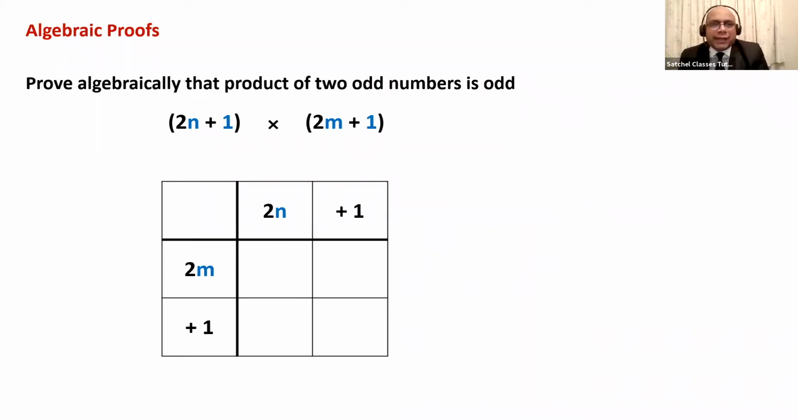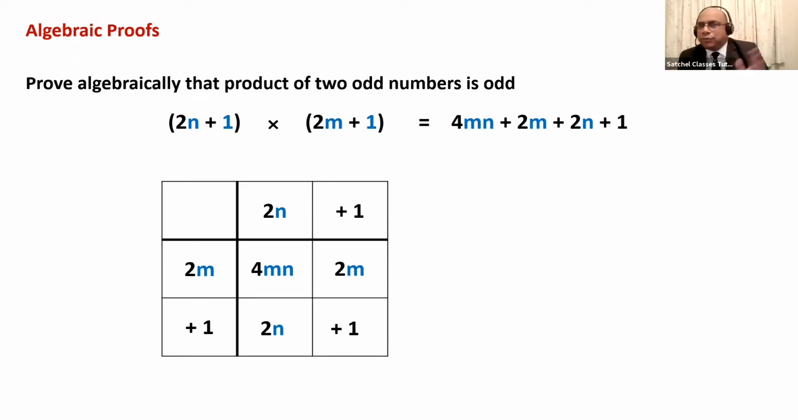So 2n times 2m is 4mn. 2m times plus 1 is 2m. Then we multiply the first column with the second row. 2n times plus 1 is 2n. And 1 times 1 is 1. I'm sure you are familiar with this method, right? The grid method of multiplying brackets containing two terms. Well, if I put all of them together, I'll get 4mn plus 2m plus 2n plus 1.